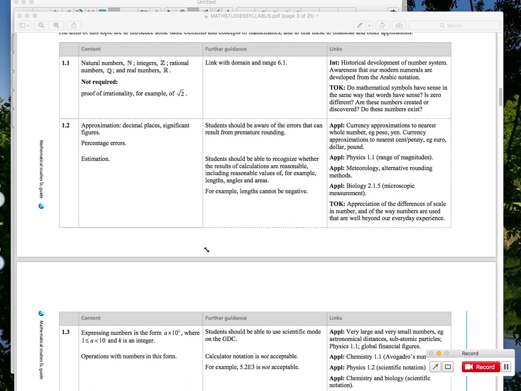Important thing to remember: decimal places are usually asked for when we do currency. Significant figures, usually it's three significant figures. Percentage error, you use the percentage error formula. For estimation, you round the numbers into one significant figure. Okay. So the estimation implies one significant figure.